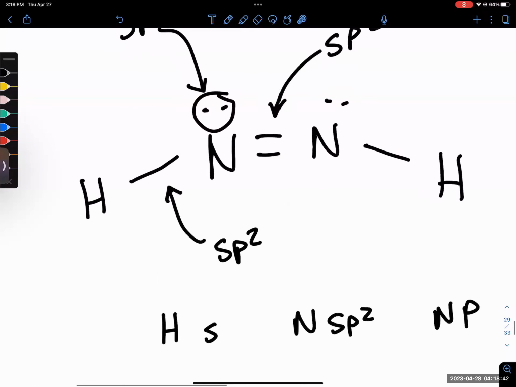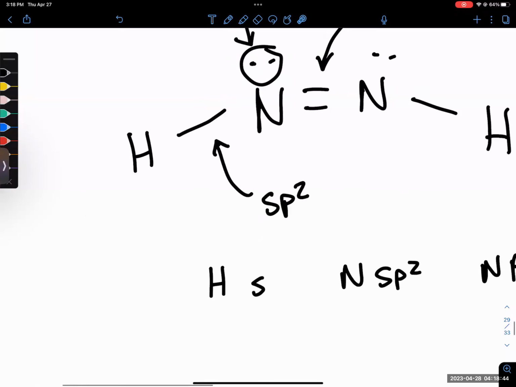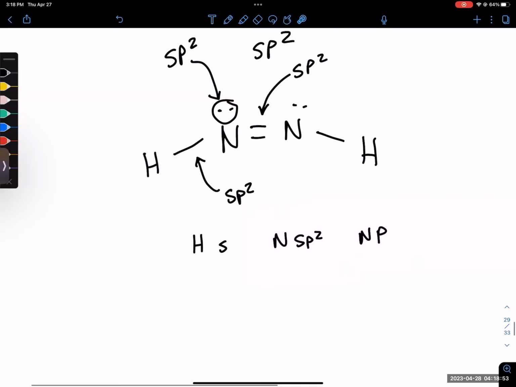Yeah, so again, it's because hydrogen can only have, I guess you wouldn't even say hydrogen's hybridized, because it doesn't hybridize, it's just a single s orbital. So it can only have s.